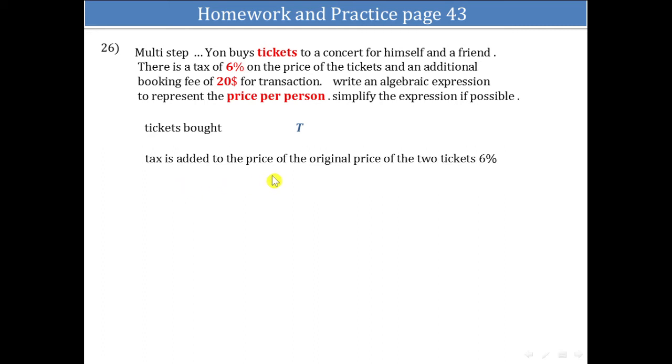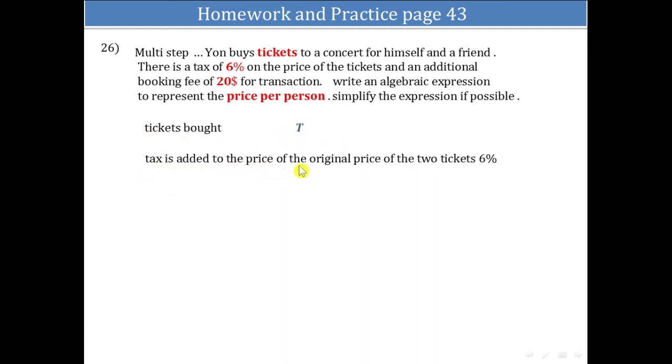Second, tax is added to the original price of the 2 tickets. Of course, here we are speaking about tickets, not one ticket, because Jan bought tickets for him and for his friend. So I'm assuming there are 2 tickets. But these operations are all made on 2 tickets, not 1 ticket, okay? So the tickets bought are T, not 2T. No, leave it as T, okay?